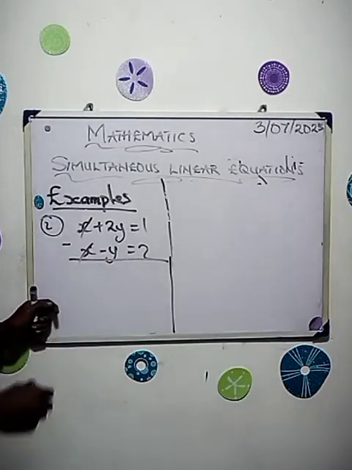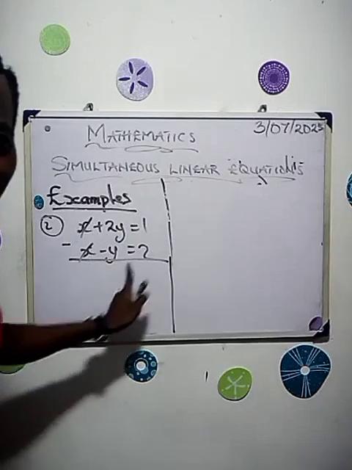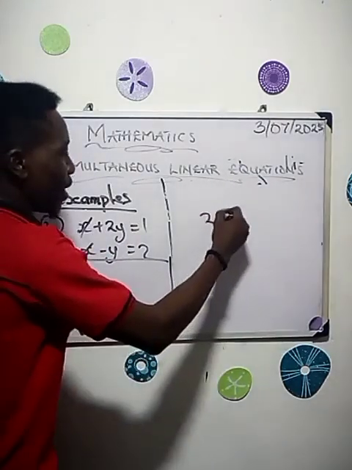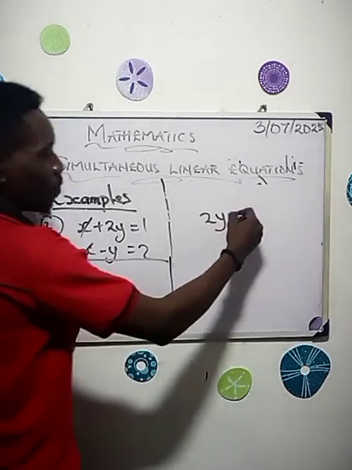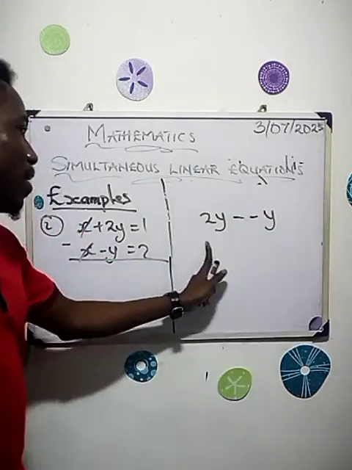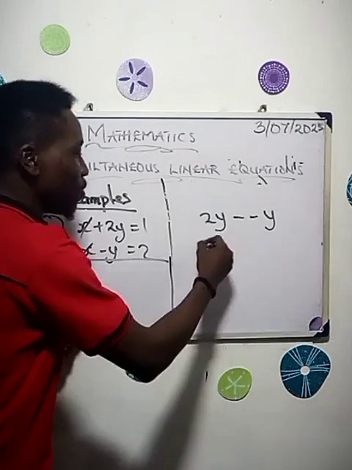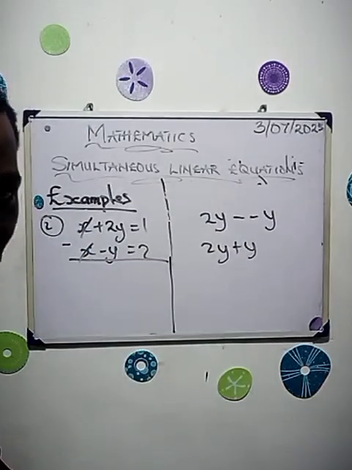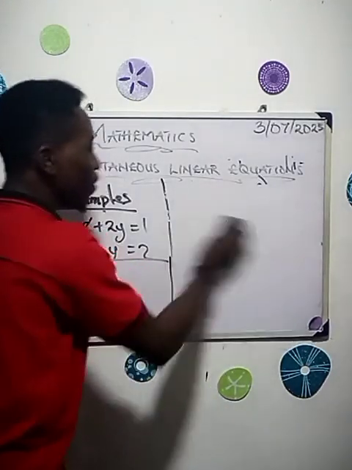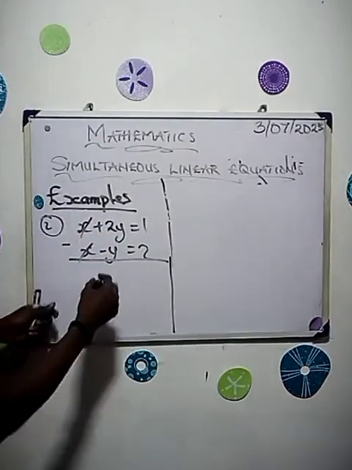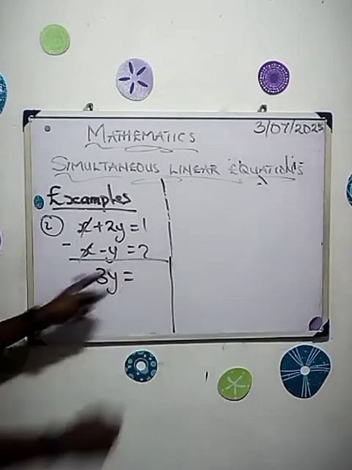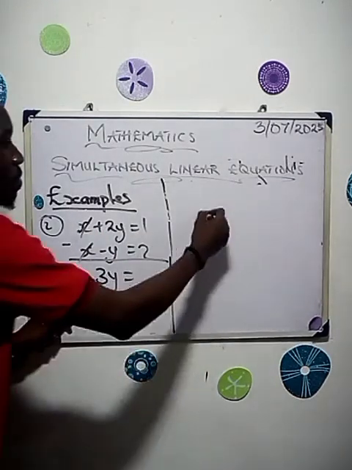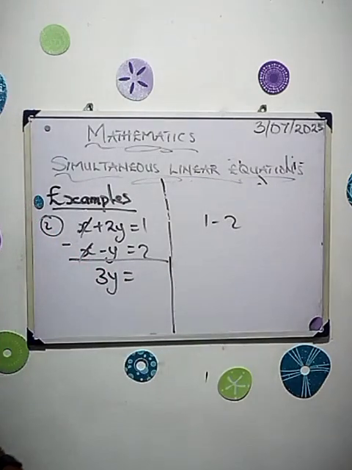This cancels out this. So 2y minus minus y will give us 2y plus y, and that's 3y. Okay. So we have 3y equals 1 minus 2.